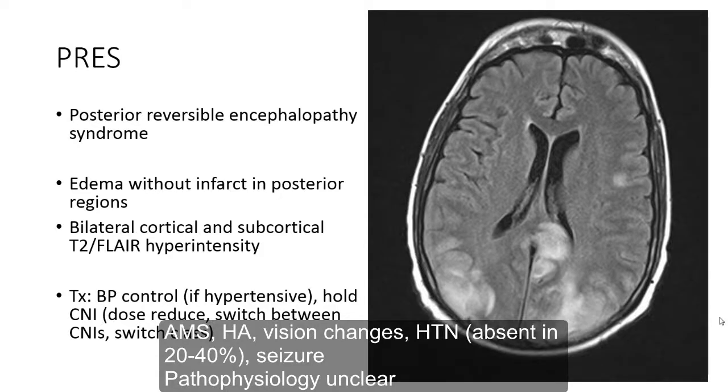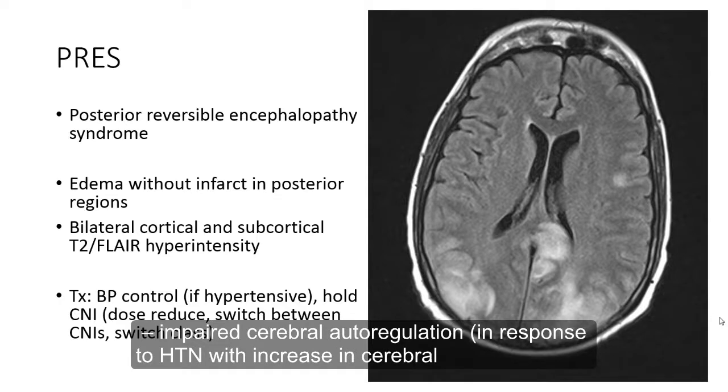PRESS is something I think we're all familiar with that we do see from time to time. It stands for posterior reversible encephalopathy syndrome. What you see on your MRI is edema without infarct in the posterior regions, and you can see a little picture there with bilateral cortical and subcortical T2 hyperintensity. It presents with altered mental status, headache, even severe seizures and coma. Hypertension can be absent in about 20 to 40% of patients, but it's highly associated. Everyone thinks about hypertension in PRESS patients, but it's actually often absent.